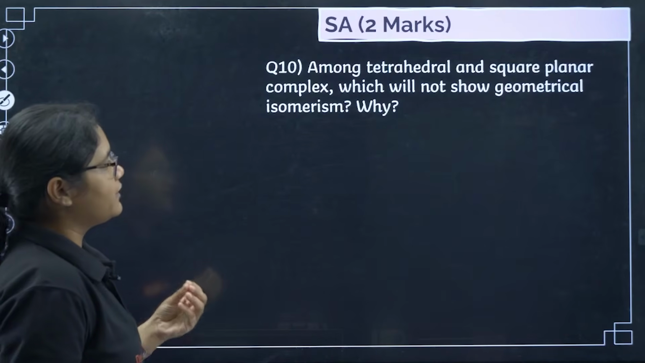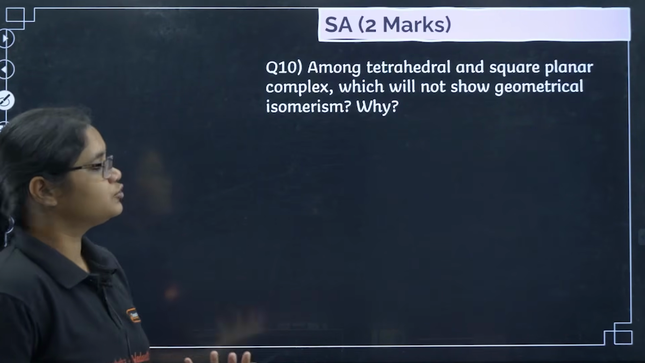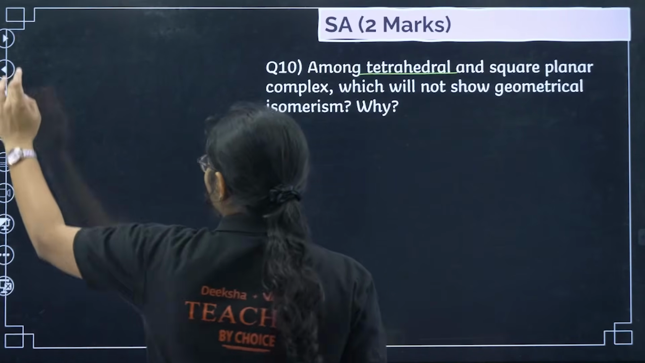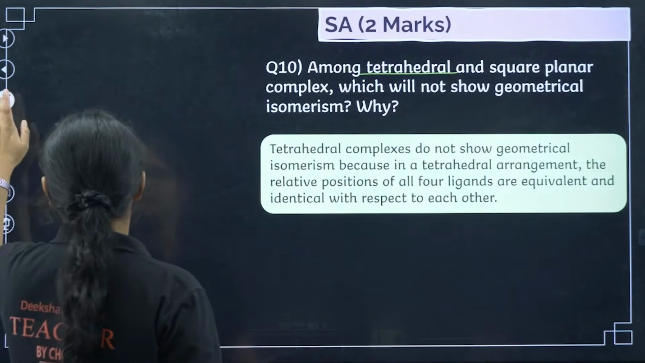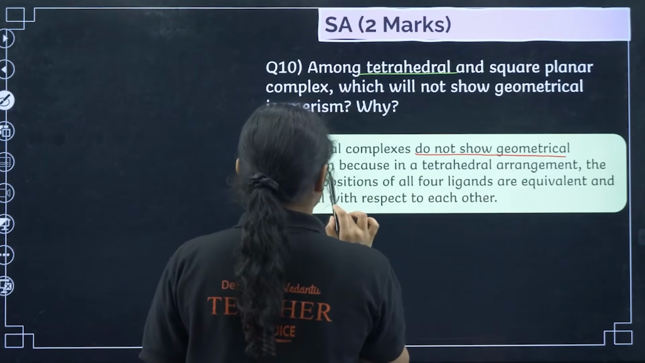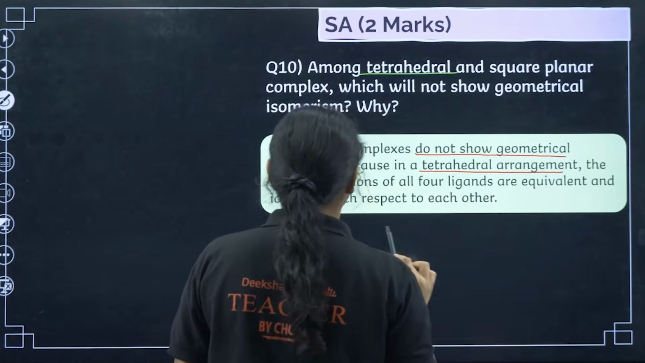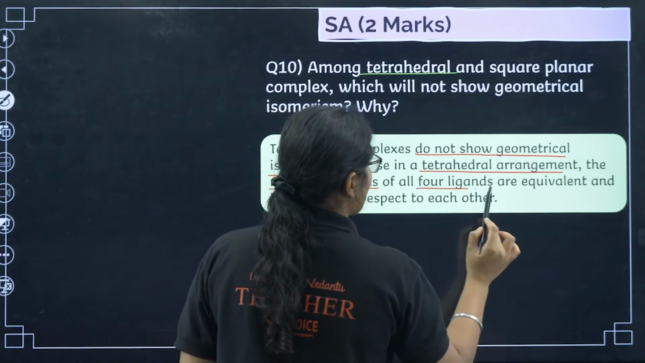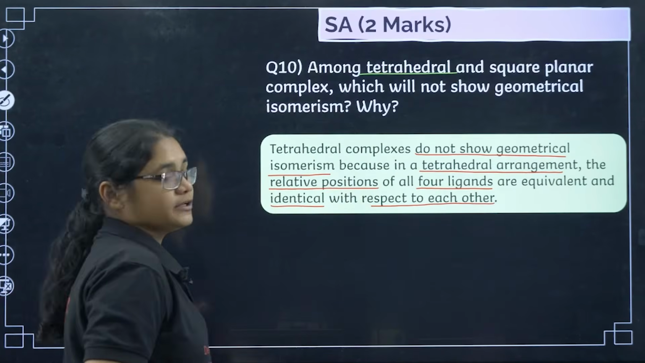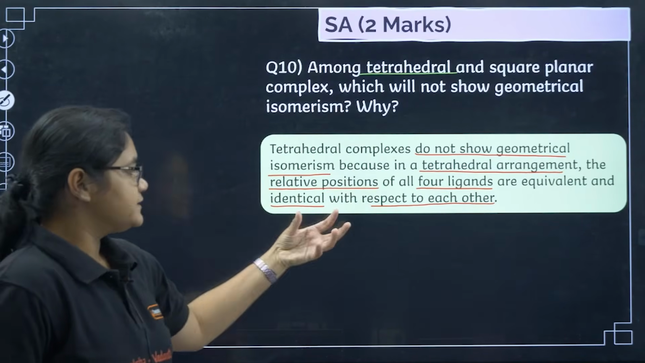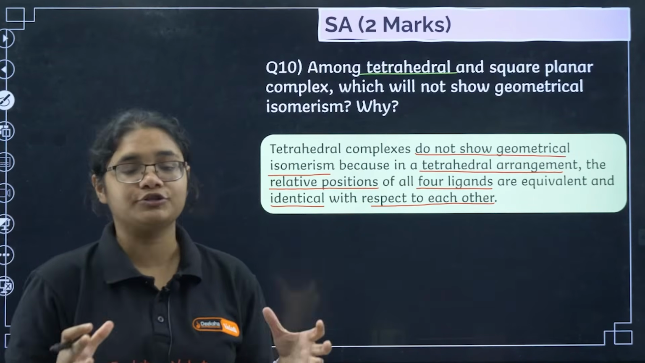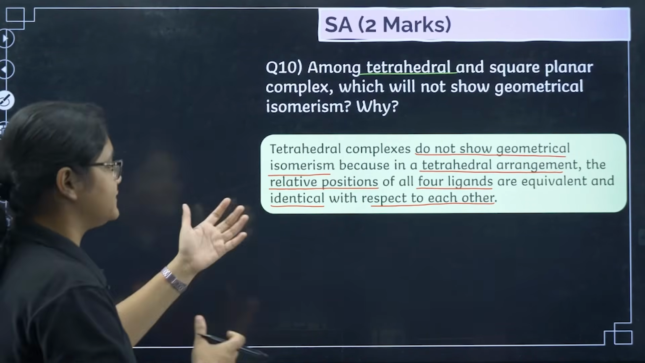Next, among tetrahedral and square planar complexes, which will not show geometrical isomerism and why? Tetrahedral is the one which will not show geometrical isomerism, and the reason is that in a tetrahedral arrangement, the relative positions of all the 4 ligands are equivalent and identical with respect to each other. All the 4 ligands are equivalent in direction and position, so there is no isomer existing there.